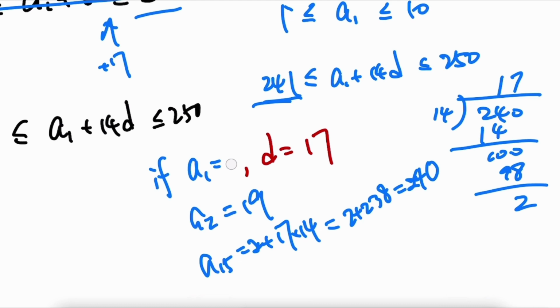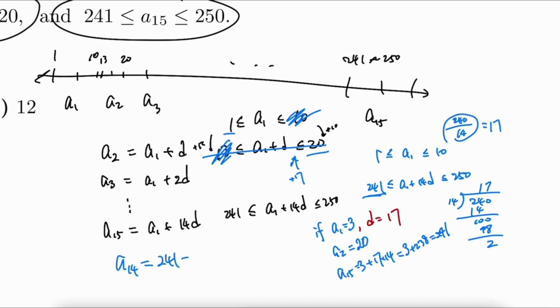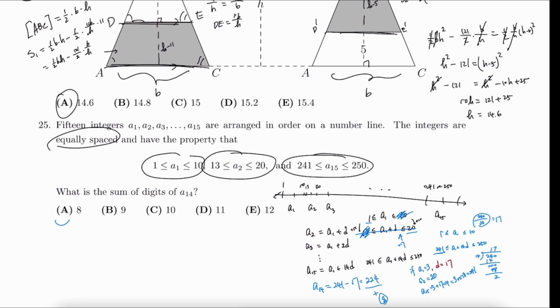So we would have to have A1 equals 3, A2 equals 20, and A15 equal to just barely 241. So A14 is going to be 241 minus that 17, which is going to be 224. If we add that up, we get a sum of digits of 8, which is our answer choice A.